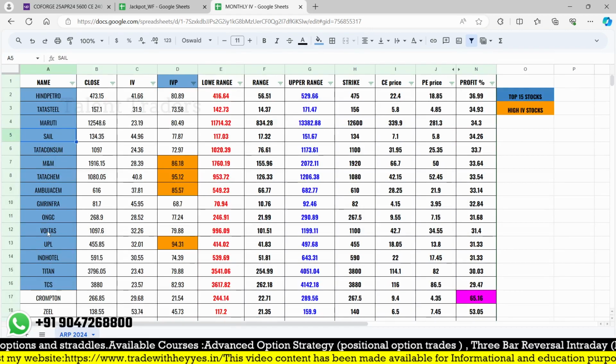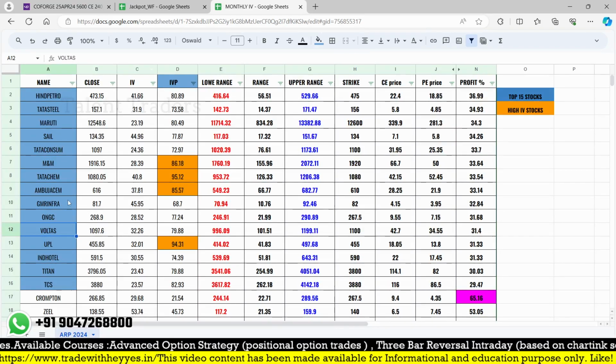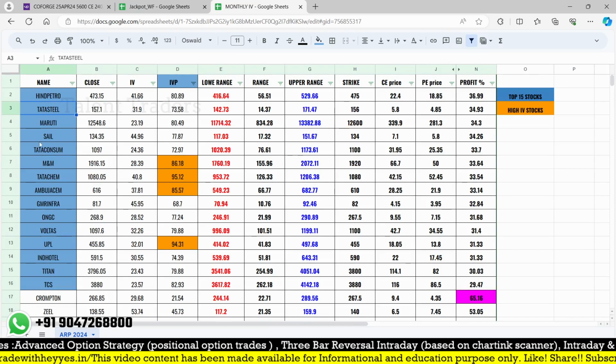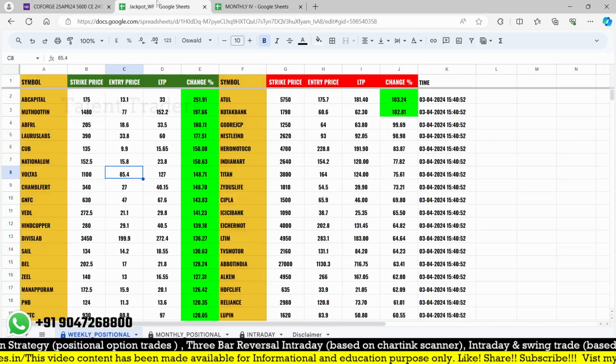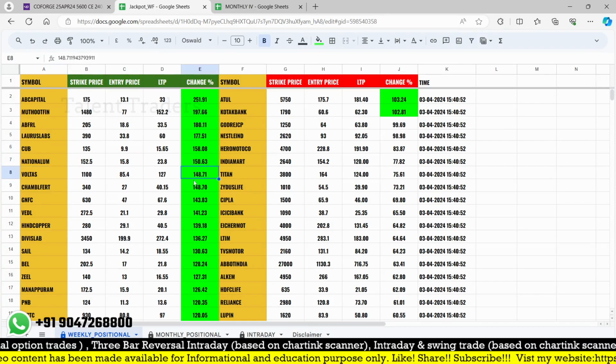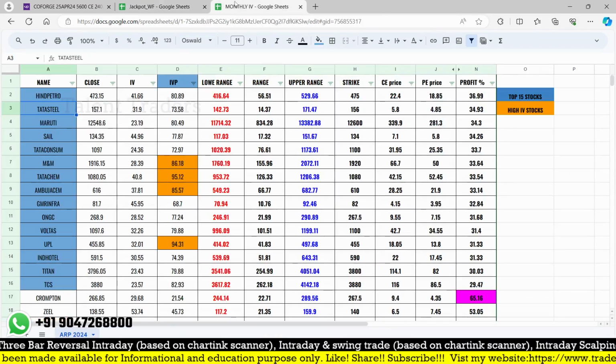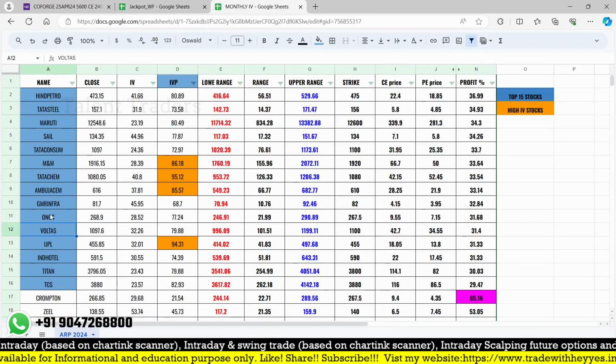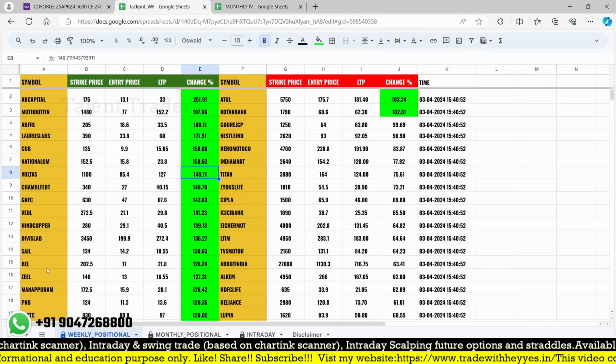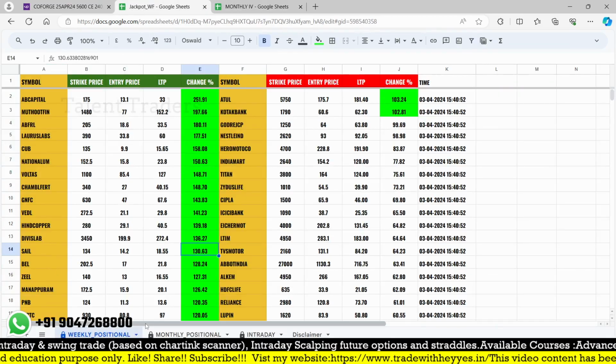Sale is the one, and Voltas is the second, and these two. Tata Steel, I think, triggered yesterday, maybe we have to wait. So here Voltas almost achieved our target, for those who are tracking our Google Sheet. And the second one is about Sale. Sale also triggered our entry, and it almost moved 30%.